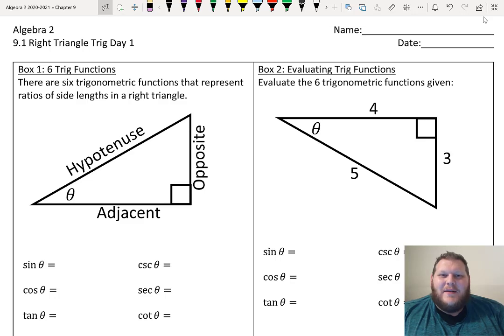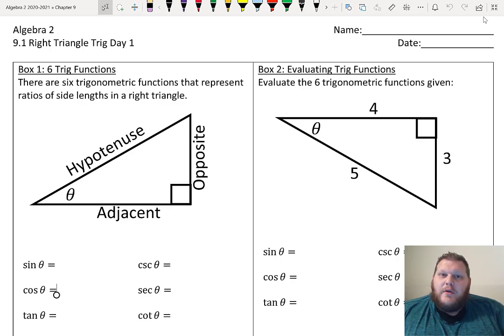Hey guys, today we are looking at our first set of notes for Chapter 9, 9.1 Day 1, which is all about right triangle trig. These first two sets of notes for 9.1 will be a recap of basic trigonometry before we move on to new stuff that we'll be able to do with trig.